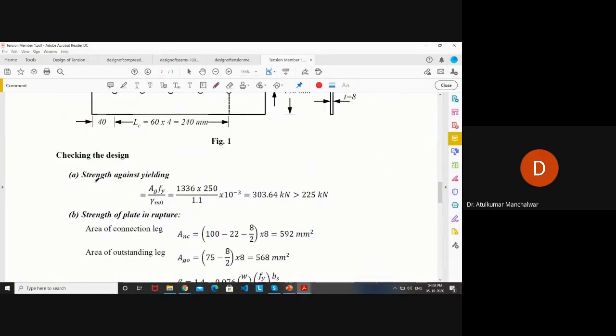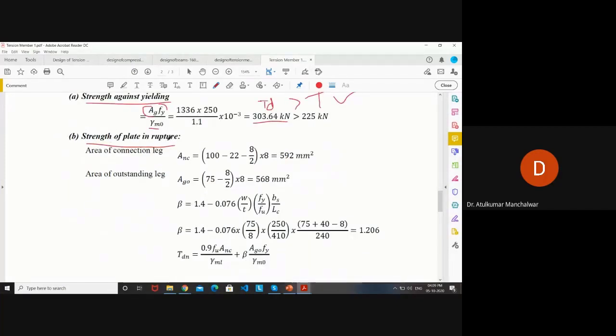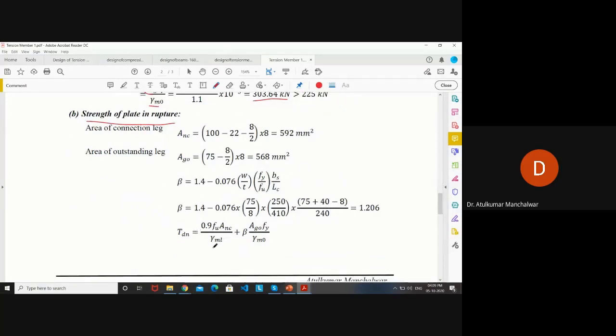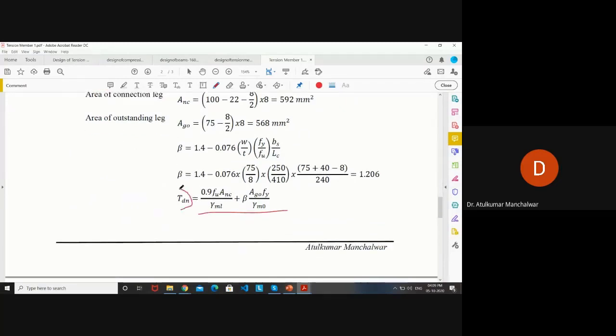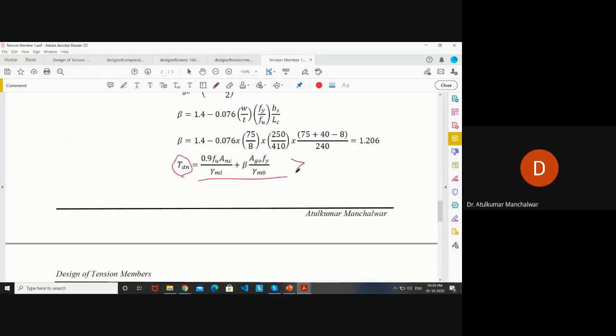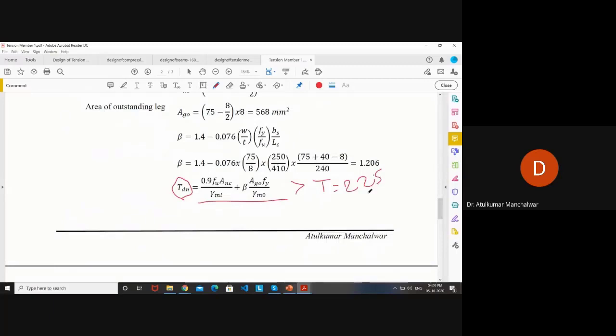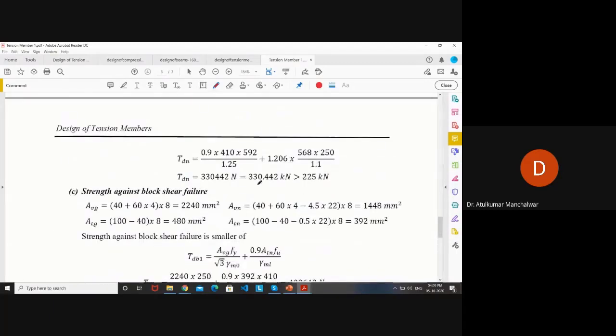As I told you, you need to check your design by calculating the strength against yielding and the strength against rupture. So this is the Ag, gross area, Fy, safety factor, and this is Td, which is greater than T. So okay, satisfied. Similarly, the strength of the plate in rupture. I told you there is one formula given like this. By applying this formula, again Tdn you need to calculate. This Tdn should also be greater than T, and that T is I think 225. So let's check whether it is coming greater or not. Yes, it is greater than 225. So again, this design is safe.